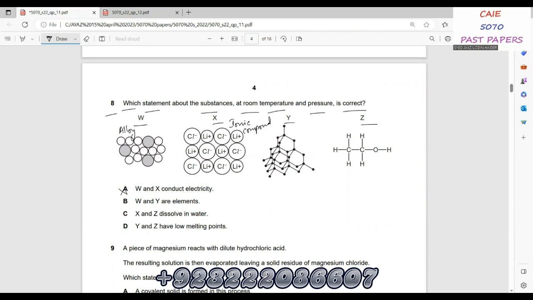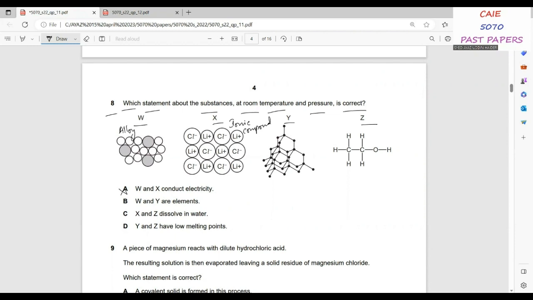B. W and Y are elements. W is an alloy, Y is diamond. So diamond is an allotropic form of carbon. So it is an element, but W is not an element. So this is wrong.